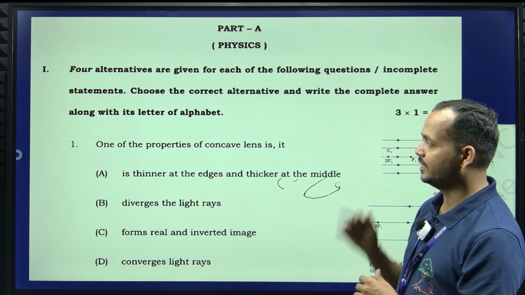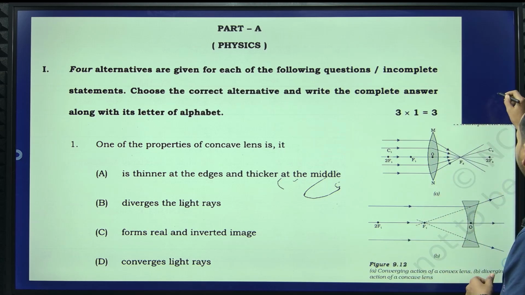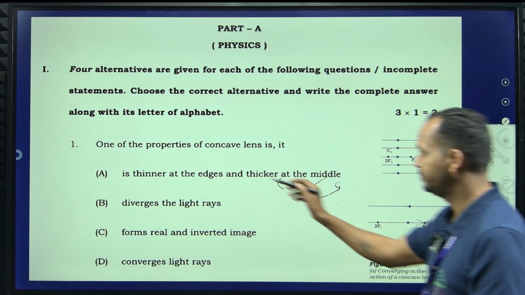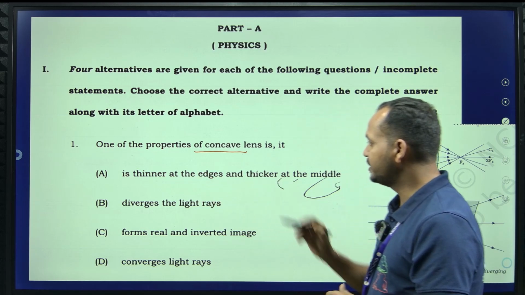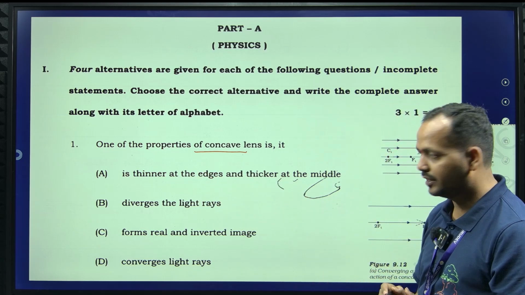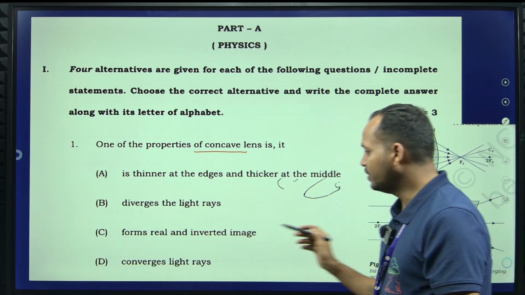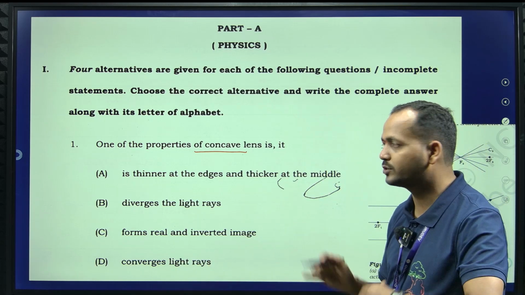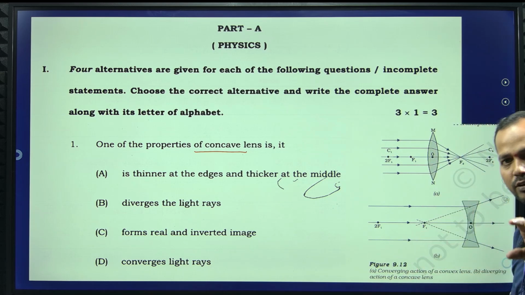The question is: one of the properties of a concave lens. What is the property of a concave lens? Here four options are there: it is thinner at the edges and thicker at the middle, diverges the light, forms real and inverted image, and converges the light rays. Which is suitable for this question? For the answer, we will take this diagram which is there in your textbook.